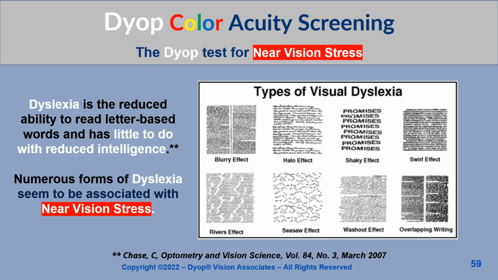Another negative effect of color perception by people with near vision stress is illustrated by a condition called dyslexia. Dyslexia is the reduced ability to read letter-based words and has little to do with reduced intelligence. Numerous forms of dyslexia seem to be associated with near vision stress.